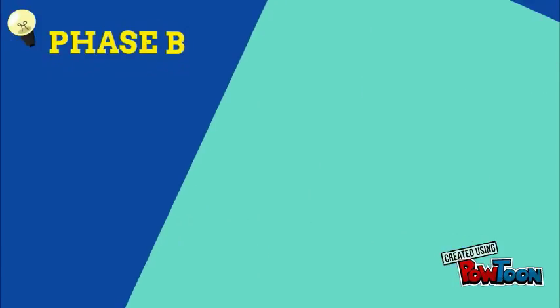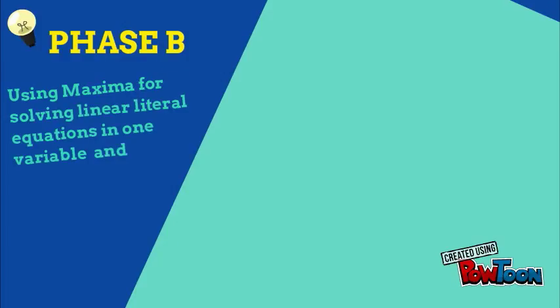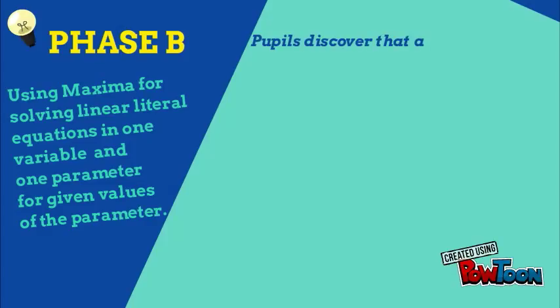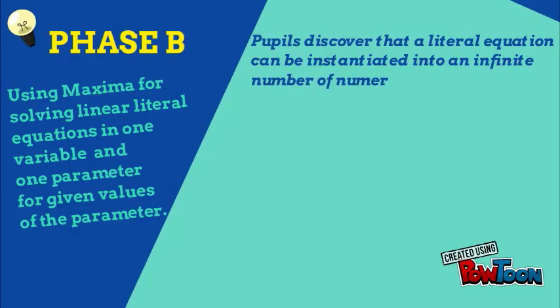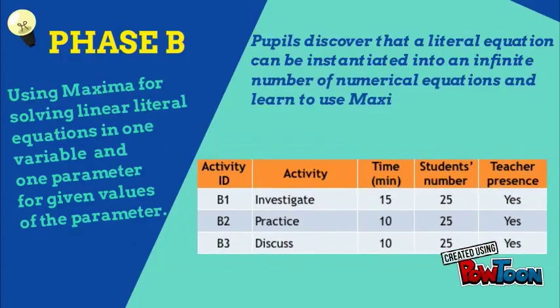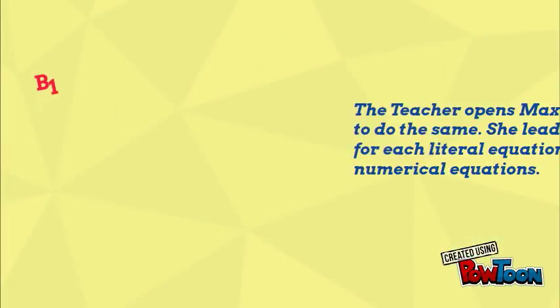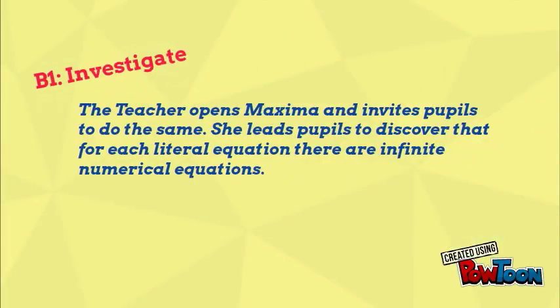Phase B, using Maxima for solving literal equations in one variable and one parameter for given values of the parameter. Pupils discover that a literal equation can be instantiated into an infinite number of numerical equations. There are 3 activities. B1, investigate.